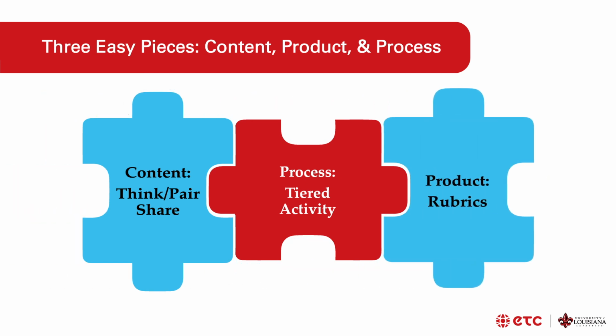For product, you want rubrics. This will allow the students to obtain the objective, but in different ways. You will be able to grade it using the same rubric. So again, writing a story, they could write a story, they could write a biography, they could do a comic book. Same rubric, different work. So these are some easy pieces that you can use for differentiation. I hope that you will be able to easily put these into your classroom.